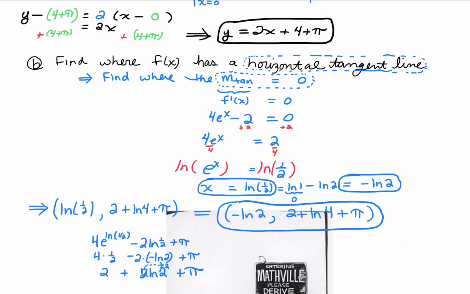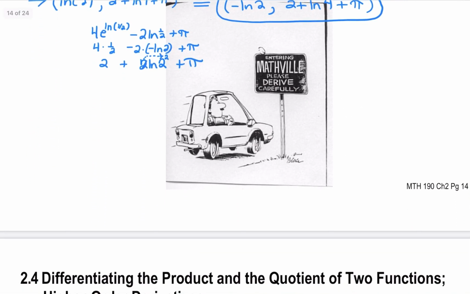So that's what we end up with, a little bit more simplifying than maybe you wanted to do. But this is an important question, part B. You're going to see this type of question, like finding where there's a horizontal tangent line or where the slope of the tangent line is 7 or something like that, where you're setting the derivative equal to a value and solving. So next time we will get into how to take derivatives of products and quotients.